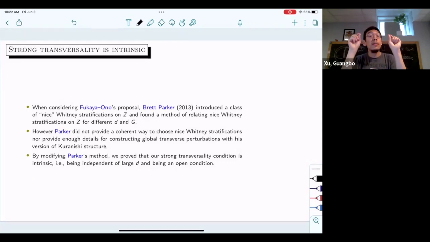So, for example, in the case when the index is zero, you do have those zeros, and each transverse zero will actually contribute one or negative one. If you have the higher index case, then you have a single branched pseudo cycle, which supports an integral homology class.